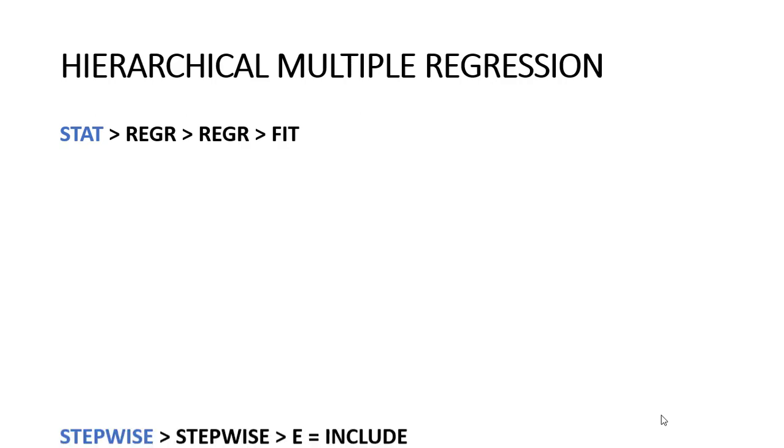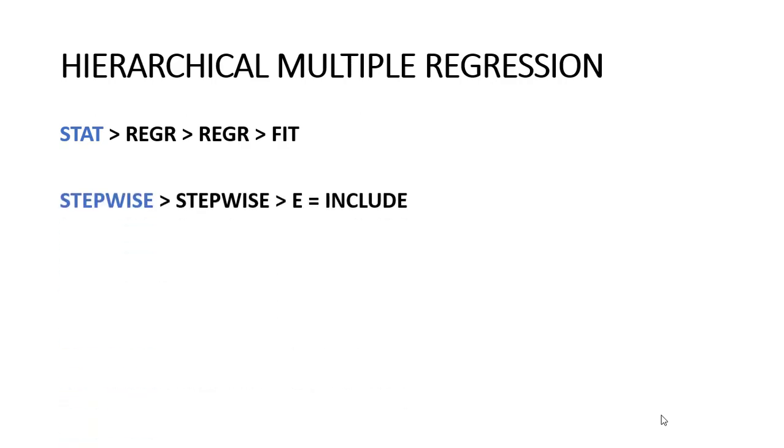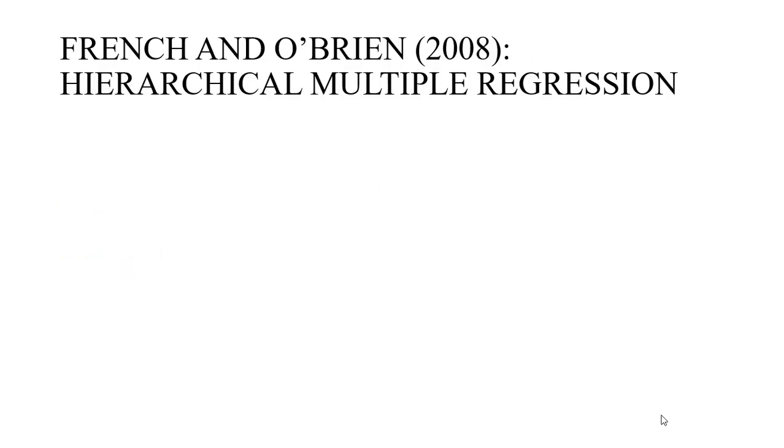Now we're going to learn how to run a hierarchical multiple regression. And we say hierarchical because we have to enter the variables in the order that we want them to be considered as we deem them more important in the analysis. To do this, we go to stat, regression, regression fit. I will show you this in Minitab later. Then we go to stepwise, and stepwise you're going to go stepwise, include, and then results you want to have an expanded table. I will show you how to do this in Minitab later.